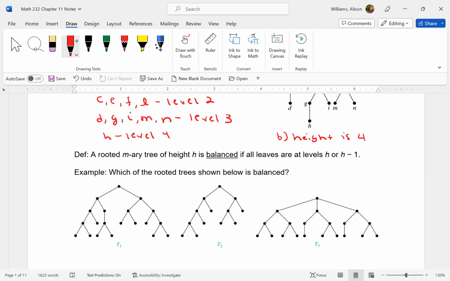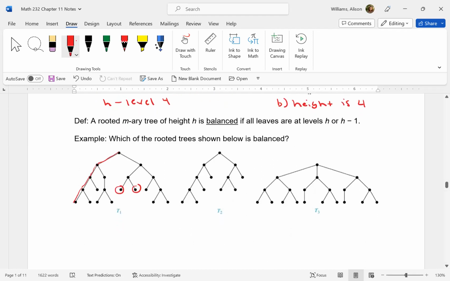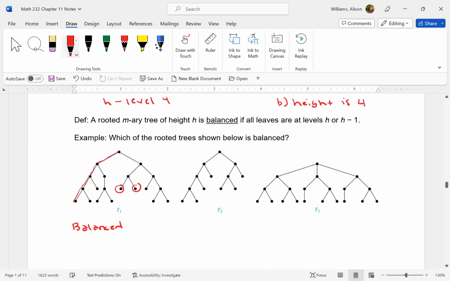So as you can see in T1, there are a couple leaves that stop short, but since the longest height, or I should say the lowest level, so 1, 2, 3, 4, all right, that's level 4. Those two both stop at level 3. So this one is what we would consider balanced. The two leaves are only one level short of the rest. T2 is not balanced because this one and this one are 2 levels short of the lowest level. So not balanced. And this one is definitely balanced. Everything ends up being at the same level. Those leaves all ended up being at the same level.